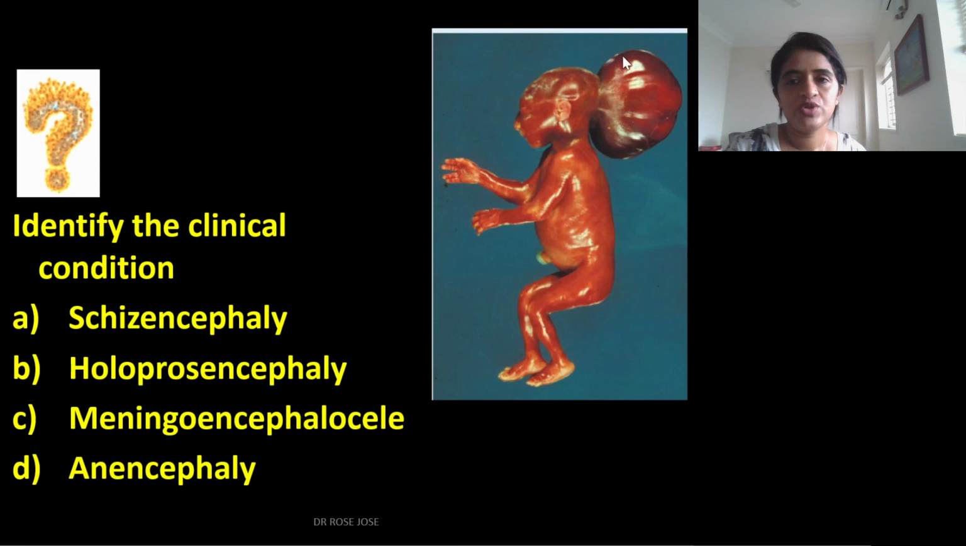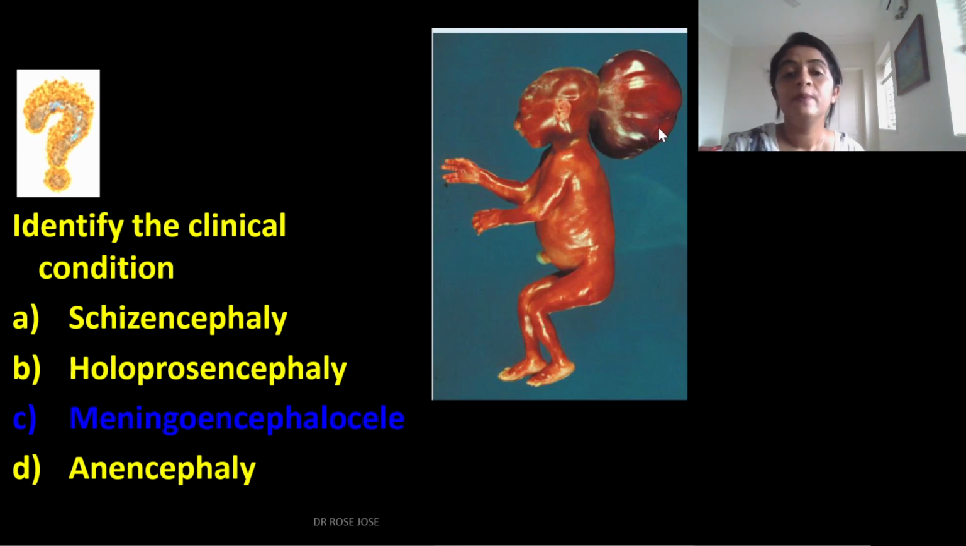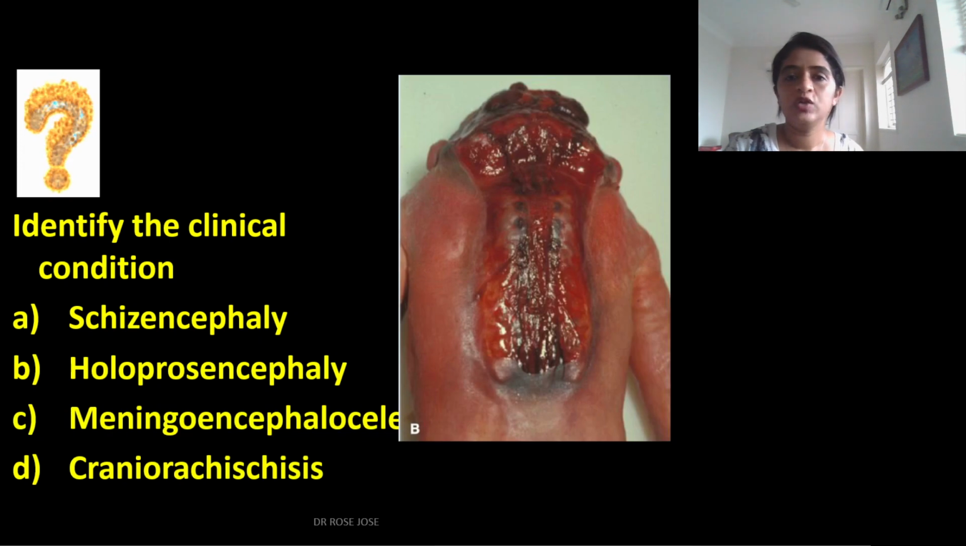Identify the clinical condition. You can see a protrusion from the cephalic region. So what do you call that? That is meningoencephalocele. If the brain is protruding out, that is encephalocele, meningoencephalocele.